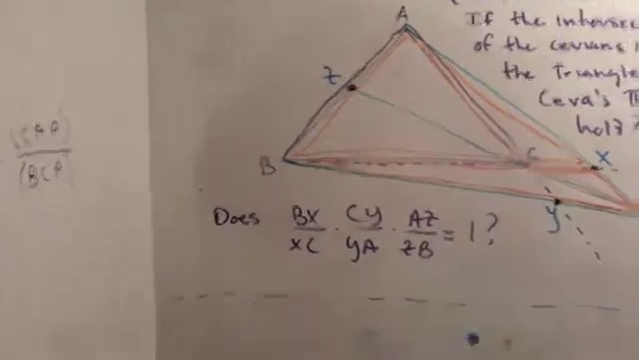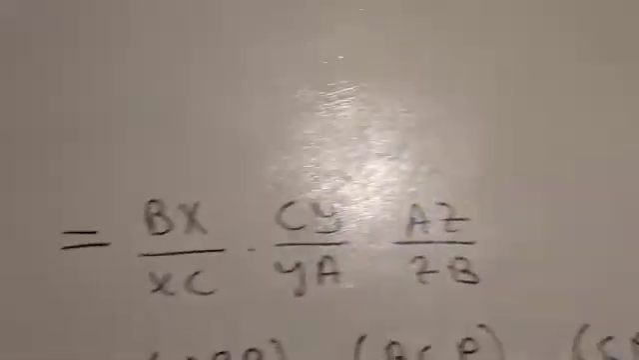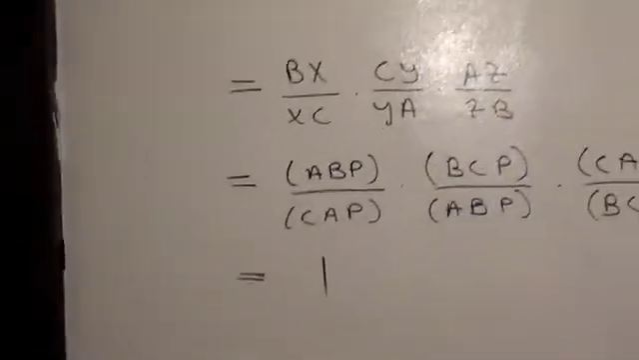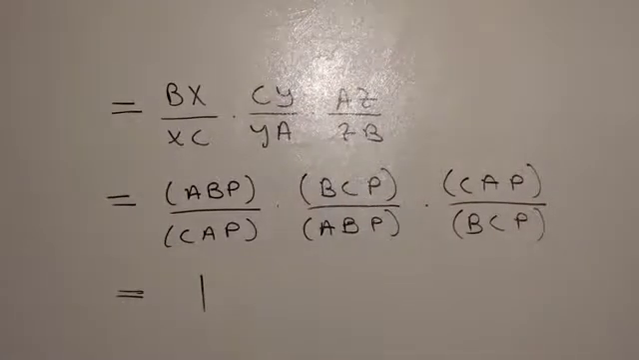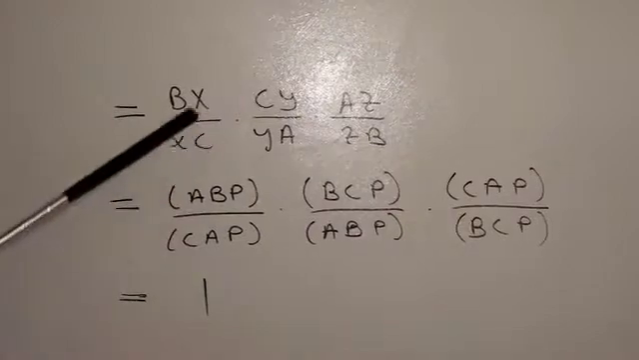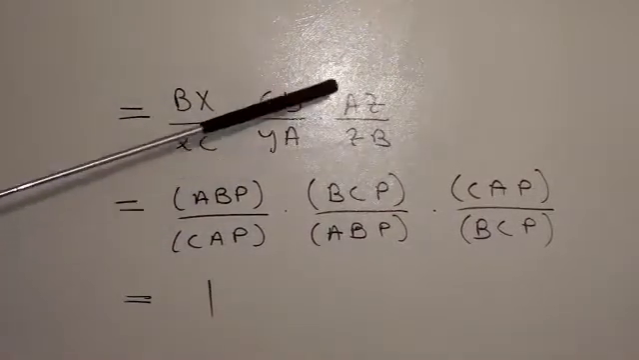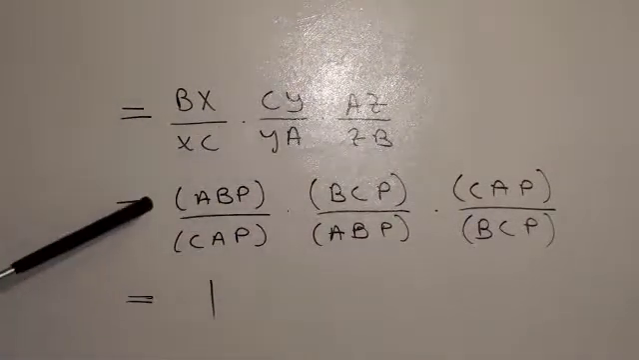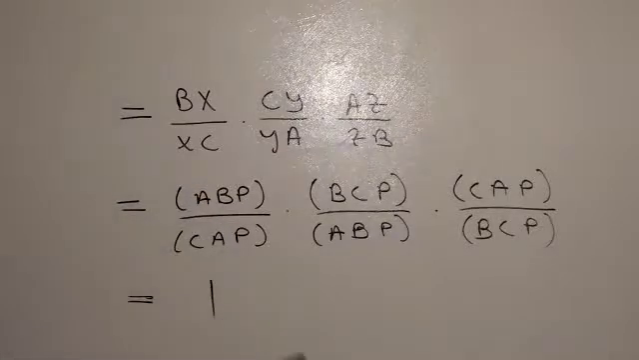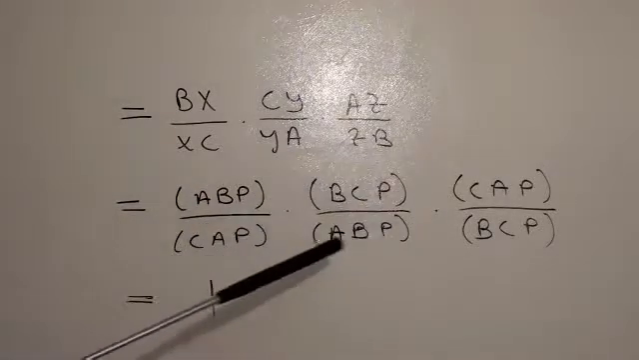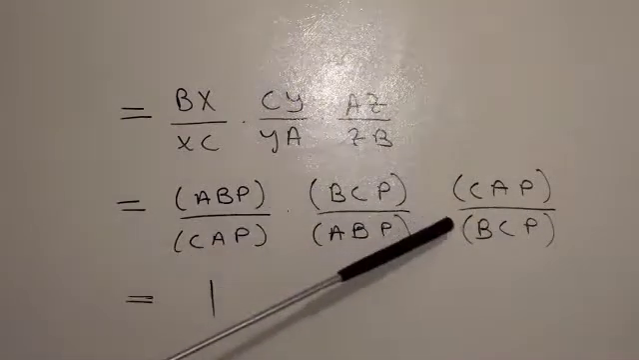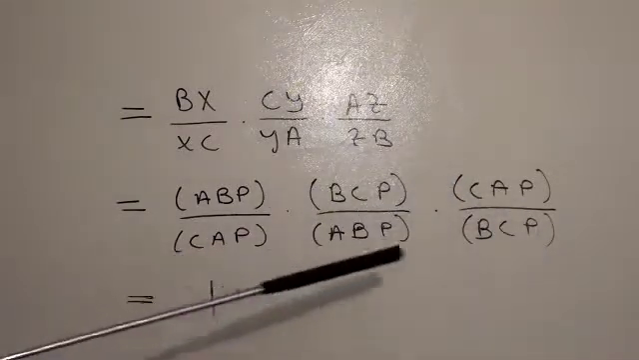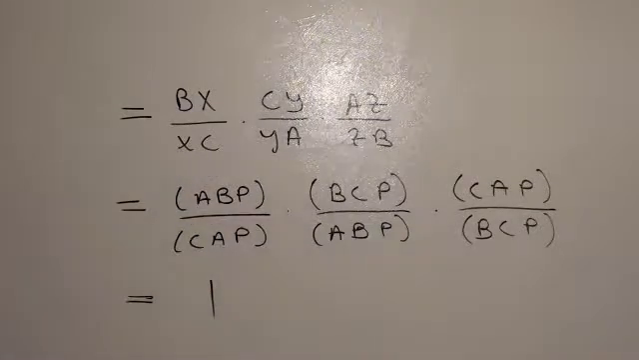And at the end of the day, after going through all of that math, Andrew, what we end up with is BX over XC times CY over YA times AZ over ZB is the ratio of ABP over CAP times the triangle area BCP over ABP times CAP over BCP. Cancel, cancel, cancel, cancel, cancel, cancel. And lo and behold, it still equals 1.